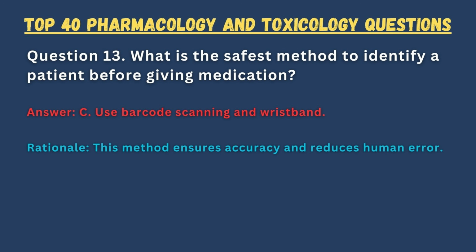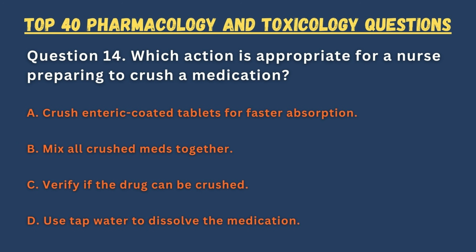Answer. C. Use barcode scanning and wristband. Rationale. This method ensures accuracy and reduces human error. Question 14. Which action is appropriate for a nurse preparing to crush a medication?